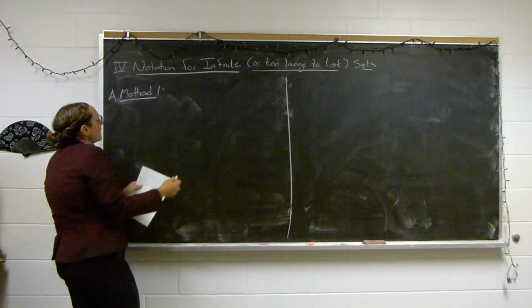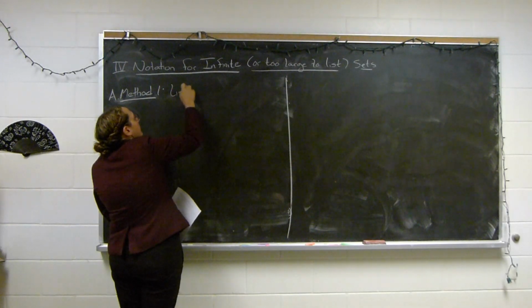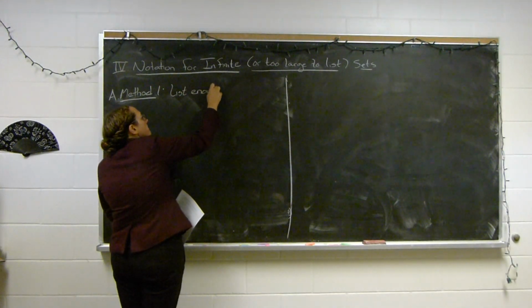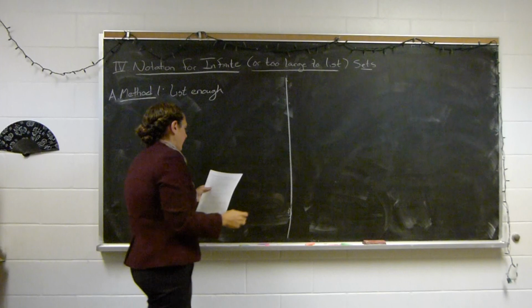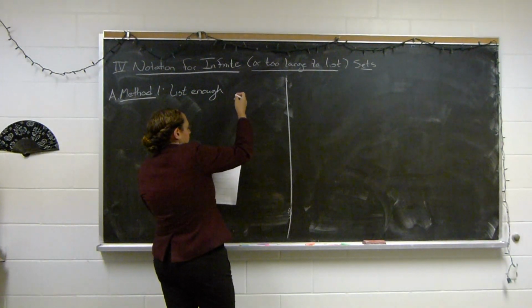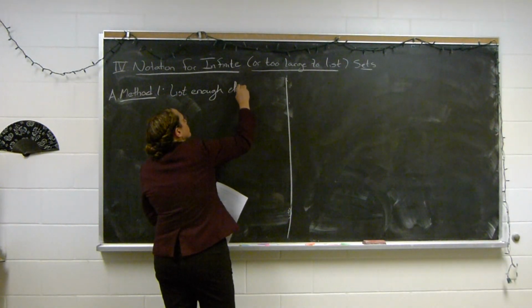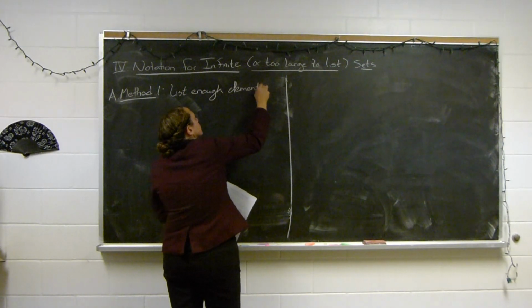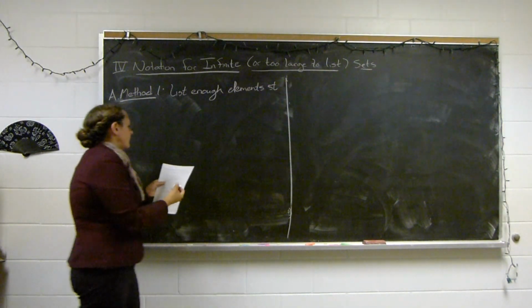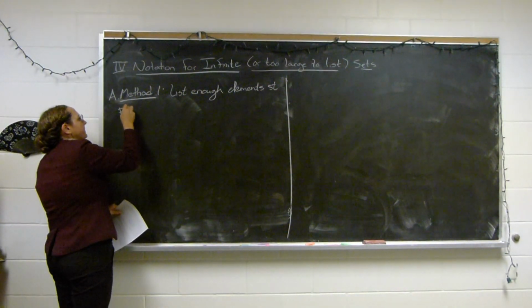And in method 1, what you're going to do is just list enough elements until it's clear, and then you're going to put dots after that. So list enough elements so that the pattern is clear, then write dots.